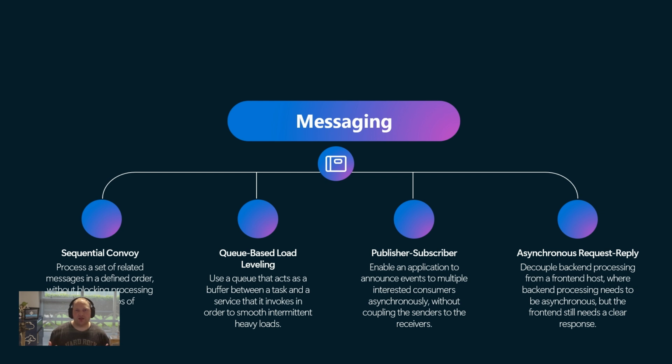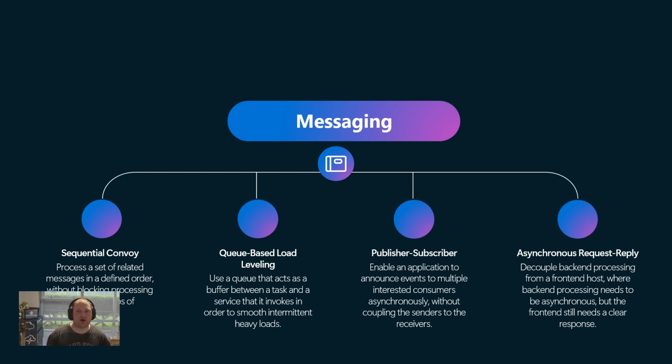So next we have the queue-based leveling pattern. This pattern uses a queue as a buffer between a task and a service that it invokes. By doing so, it smooths out intermittent heavy loads, ensuring that spikes in demand do not overwhelm the system. This approach helps maintain consistent performance and reliability even during peak times.